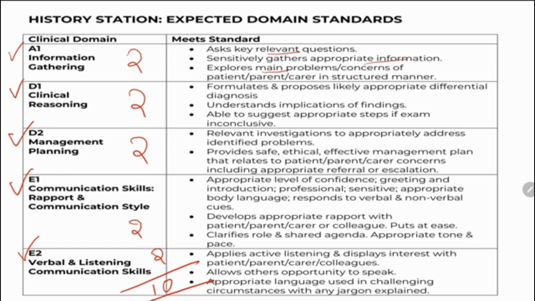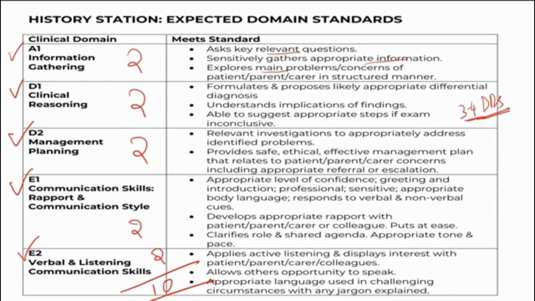D1 is the clinical reasoning. The candidate has to formulate and propose the likely appropriate differential diagnosis. You have to give the most likely diagnosis and at least 3 to 4 differential diagnoses. The candidate has to understand the implication of the findings and be able to suggest appropriate steps if the examination is inconclusive. The next domain is D2, for management planning. The candidate has to know the most likely diagnosis, suggest the investigations appropriately according to the patient's problems, and suggest an effective management plan.